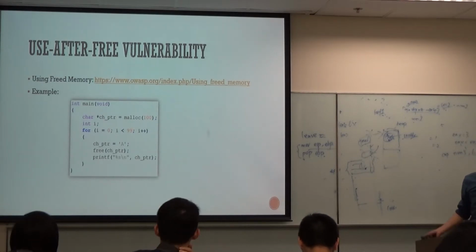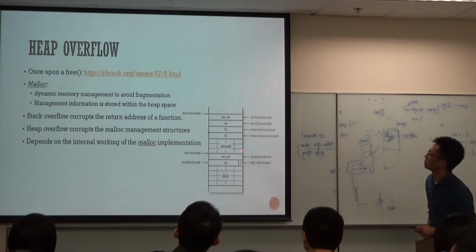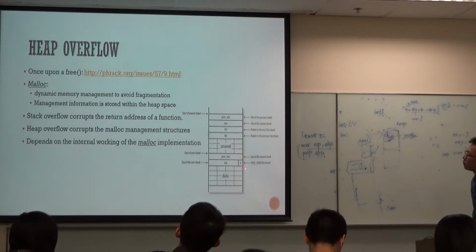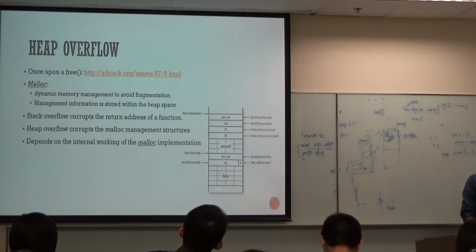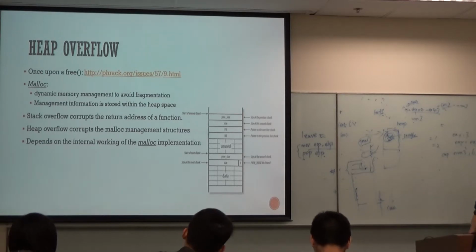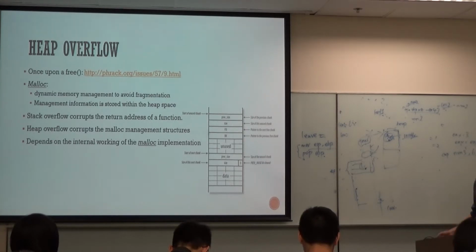So, yeah, heap overflow. As you can see, this is a heap data structure. It's a little bit complicated. Why do we need memory management? It is used to avoid fragmentation and to improve the efficiency of memory space usage. And the metadata is also stored within the heap space.